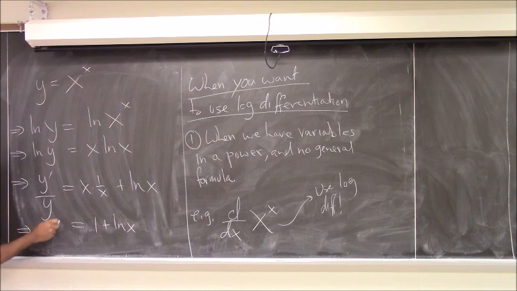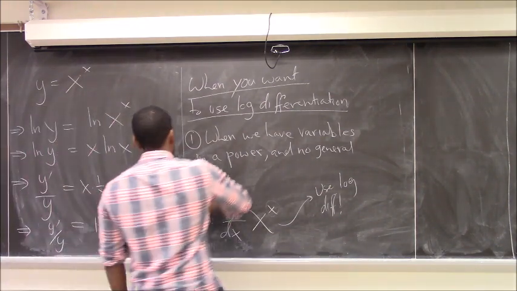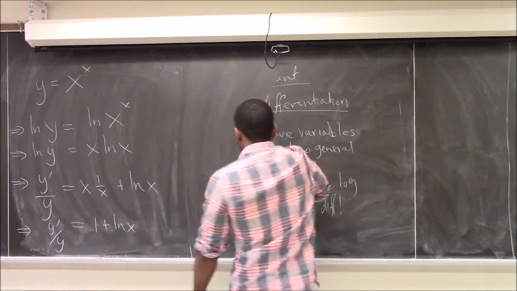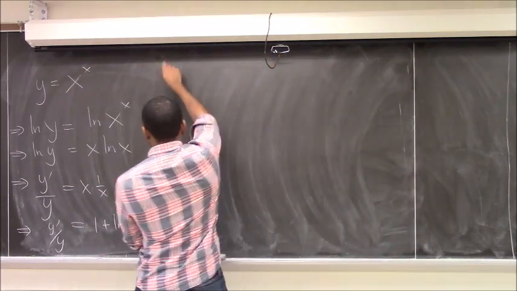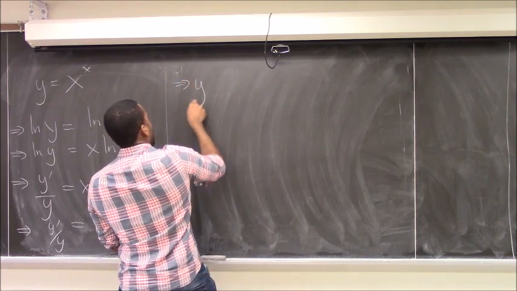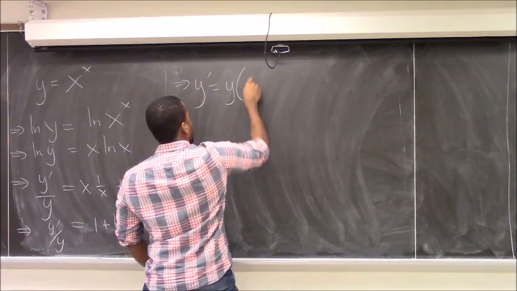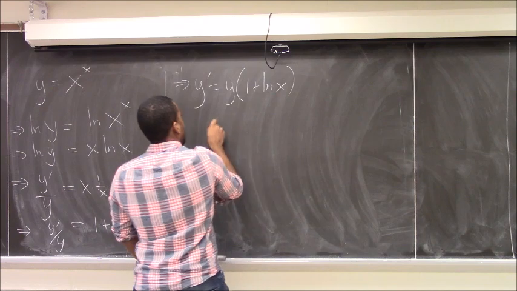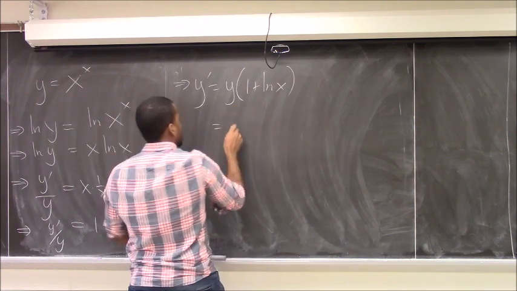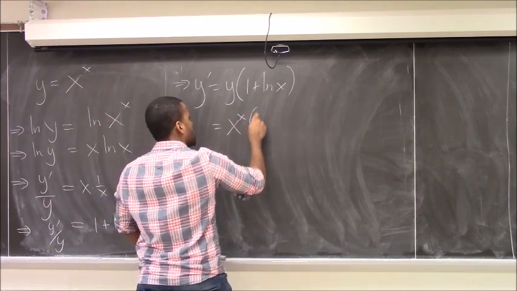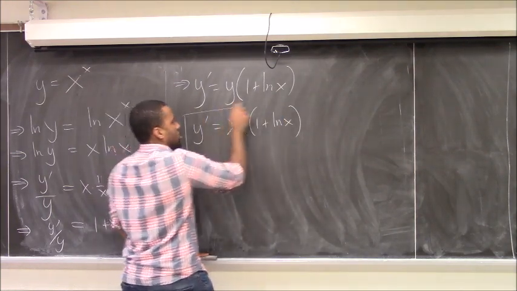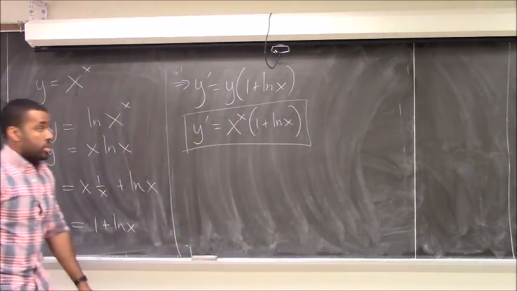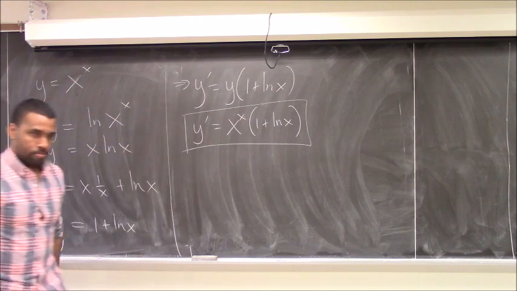So this means that y prime over y is equal to 1 plus ln x, and now I just solve for y prime. This would mean that my y prime is just y times 1 plus ln x. But my y was x to the x, so this is just x to the x times 1 plus ln x. So the slope of x to the x is this function.